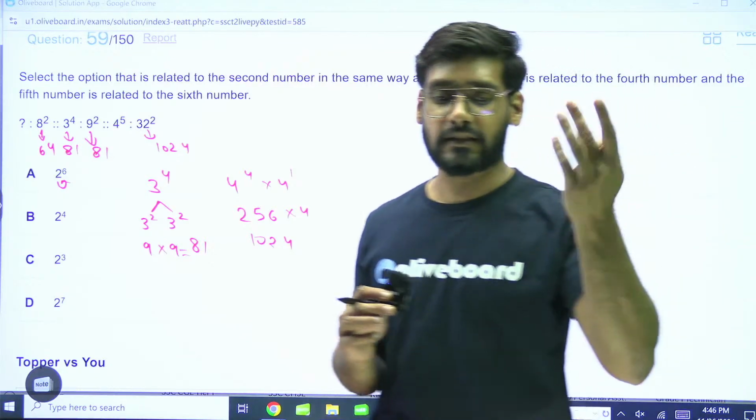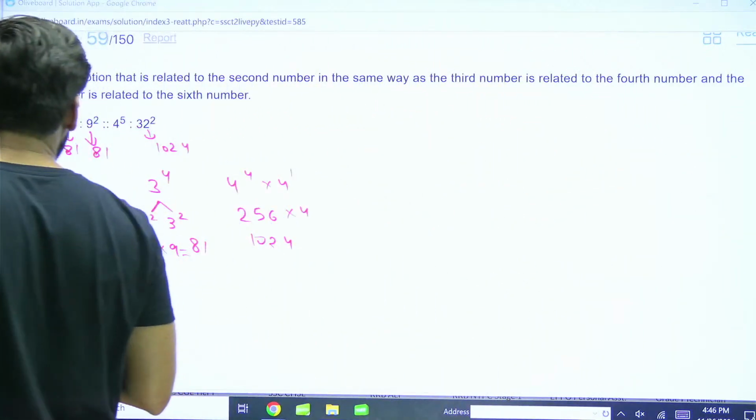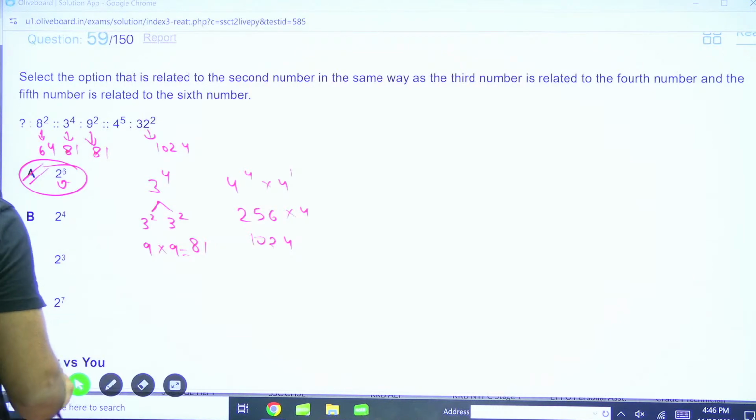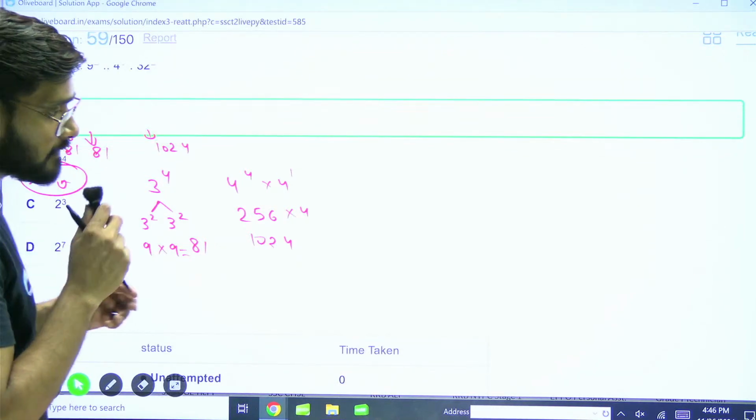2, 6 times. 6 times 2 means option number A. Option number A should be the right answer. Let's mark option A. Yes, A is the right answer because it turns green.